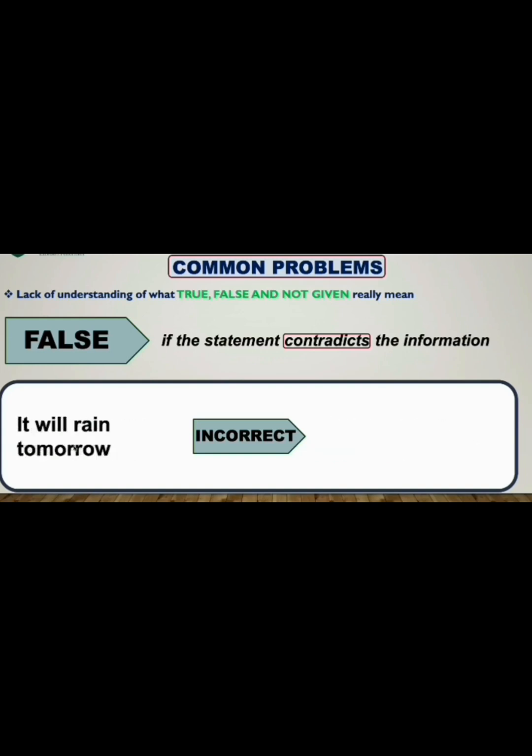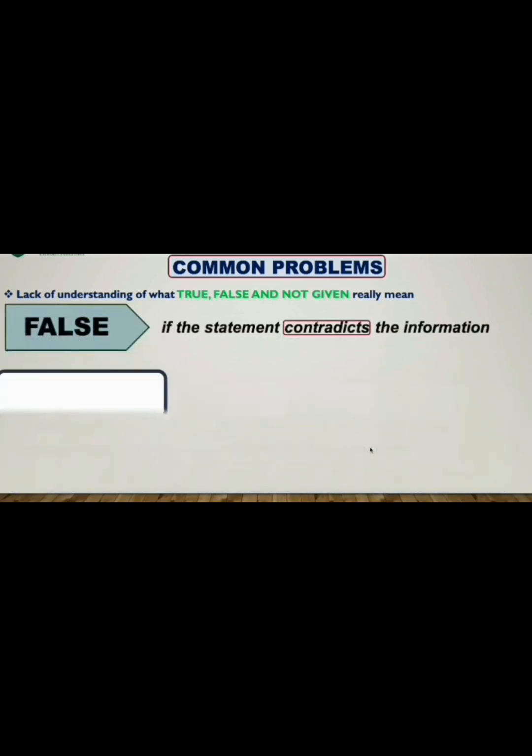Let's take a look at another one. It says it will rain tomorrow. So how can this statement be incorrect? If it will not rain tomorrow. That's how it will be incorrect. So this is what false generally means. Let's take a look at a typical example.